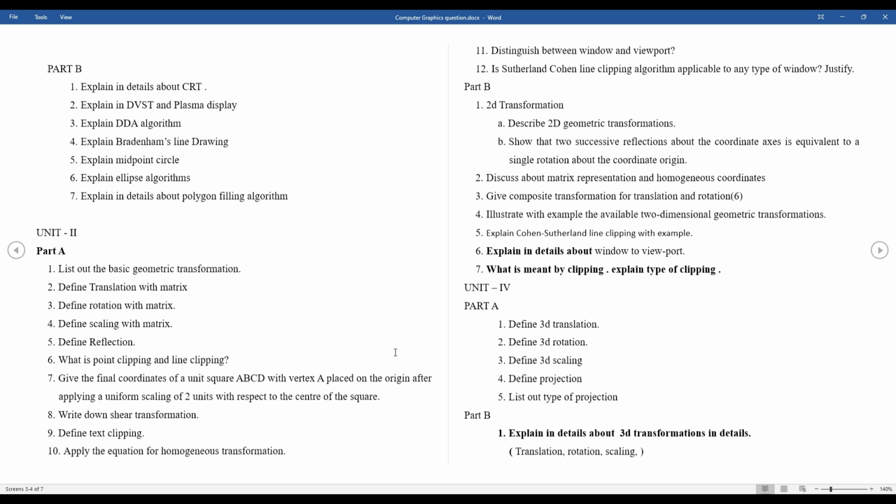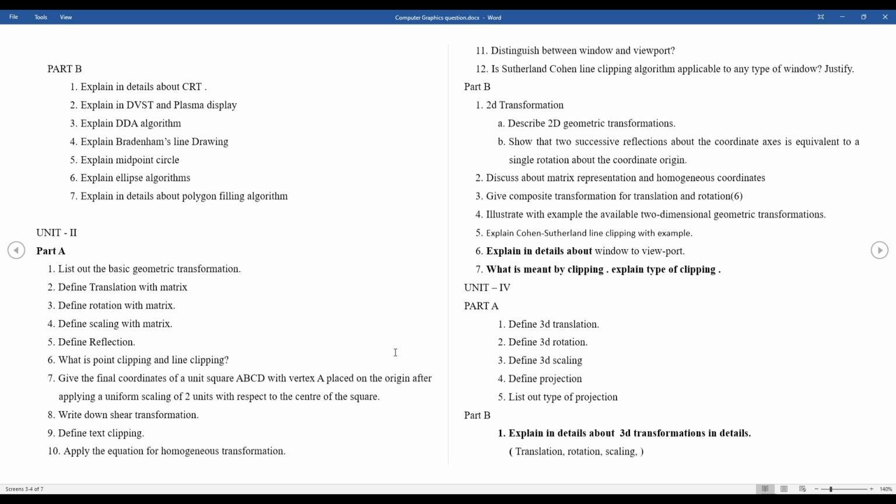What are the clipping algorithms? Clipping algorithms skip the area outside the boundary. There are a lot of algorithms: point clipping algorithm, line clipping algorithm, and text clipping algorithm. I think you have to refer to the books for that. You can see all the diagrams. Always draw it before clipping and after clipping. Okay.